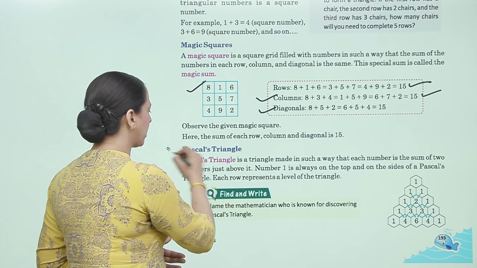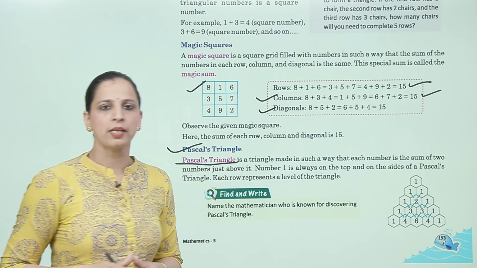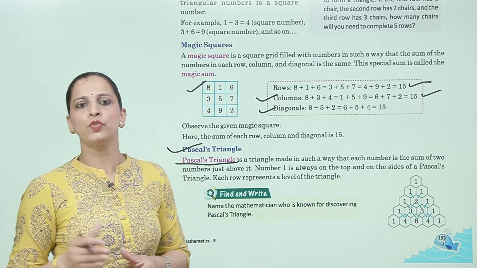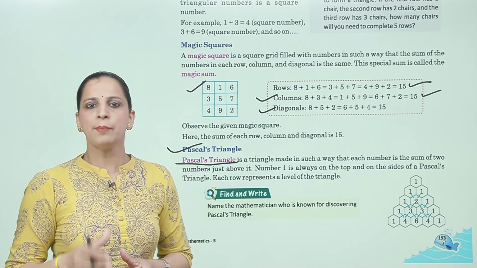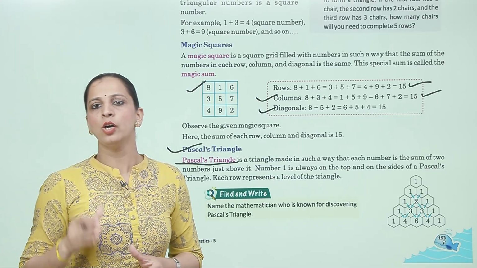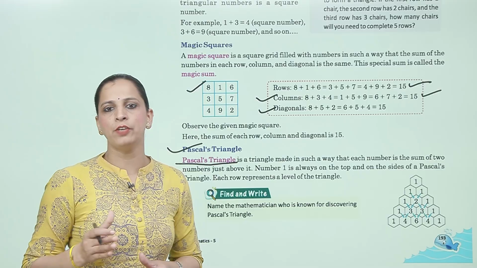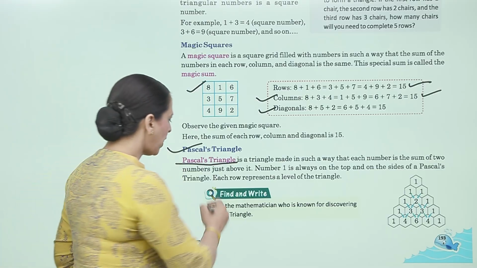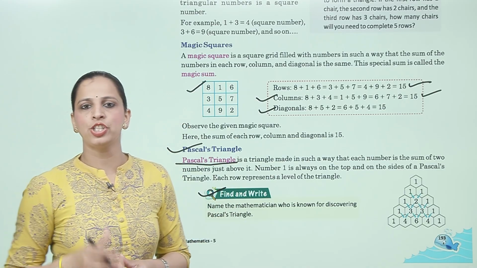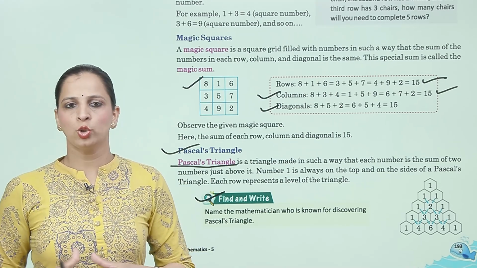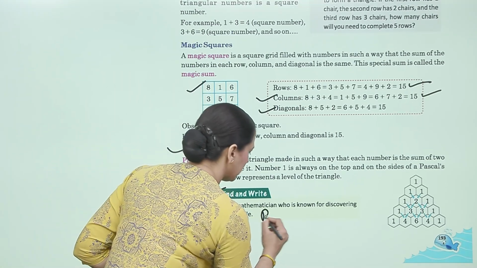Now Pascal's triangle. Pascal's triangle is a triangle made in such a way that each number is the sum of 2 numbers just above it. Number 1 is always on the top, and on the sides of a Pascal's triangle, each row represents a level of the triangle. Now find and write. Name the mathematician who is known for discovering Pascal's triangle. So the name of the mathematician is Blaise Pascal.